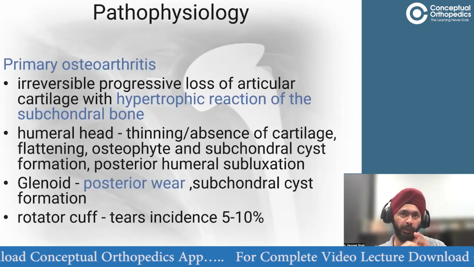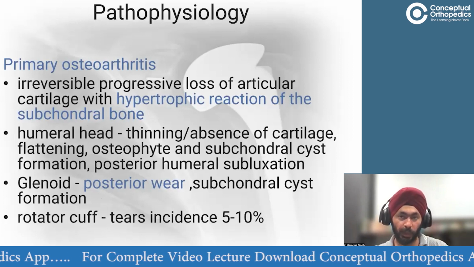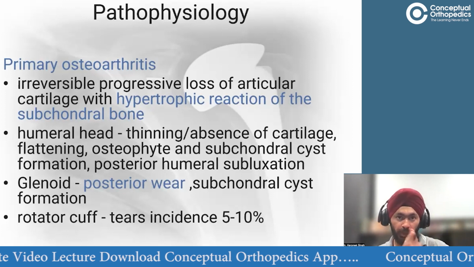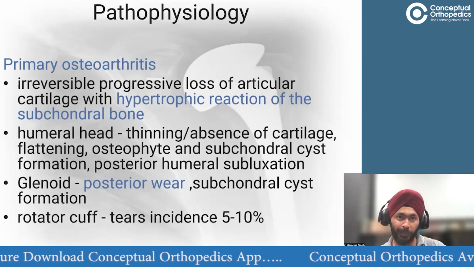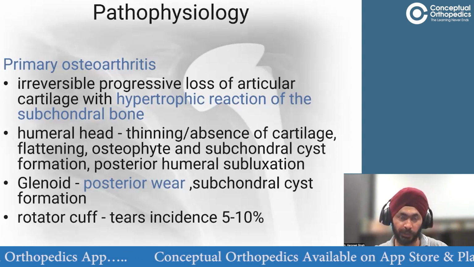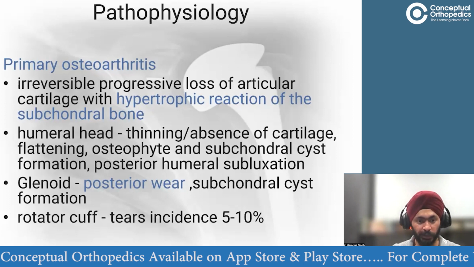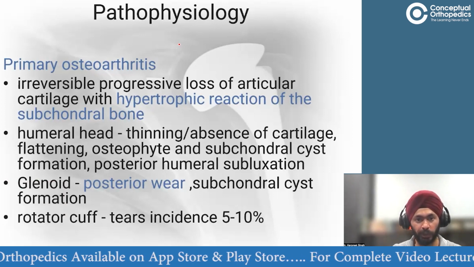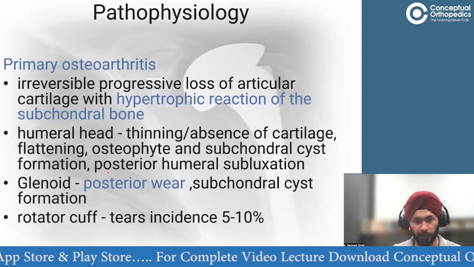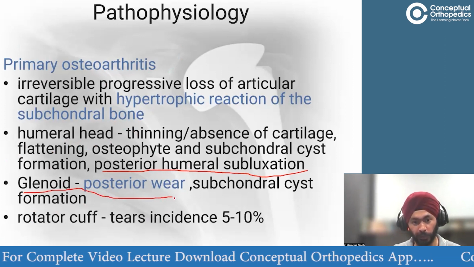So we're talking about the pathophysiology of all these causes. In primary arthritis, there is progressive loss of articular cartilage with hypertrophy of subchondral bone. So you see lots of osteophyte formation. The humeral head becomes thin, the cartilage thins out, and the humeral head loses its shape. There is some chondral cyst. And you have to remember something very peculiar about primary osteoarthritis of shoulder: there is posterior subluxation of the humeral head. This is very typical. And in the glenoid, there is posterior wear of the glenoid.